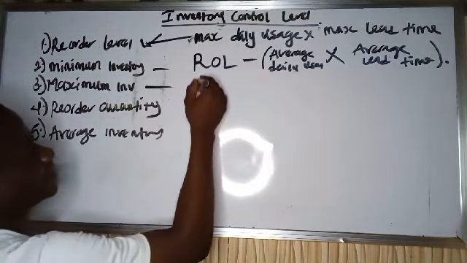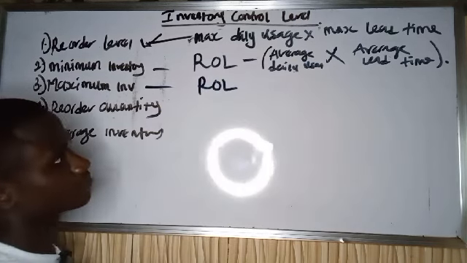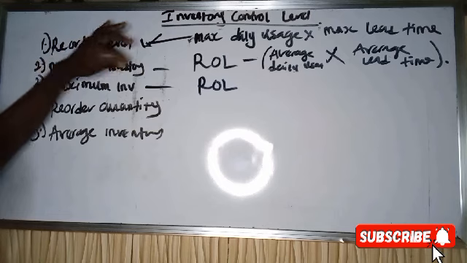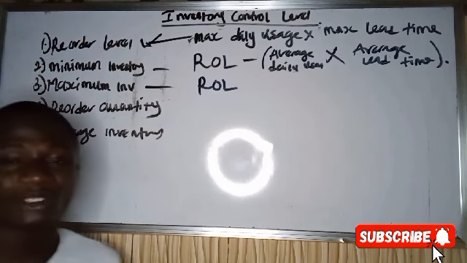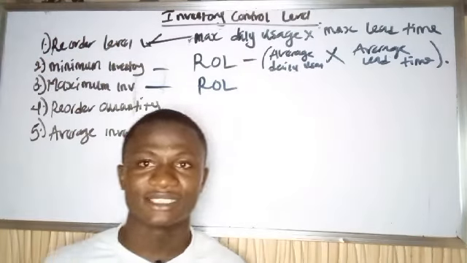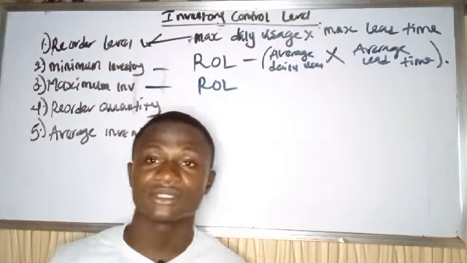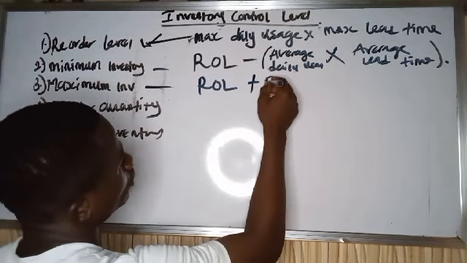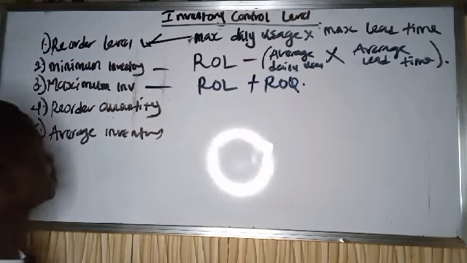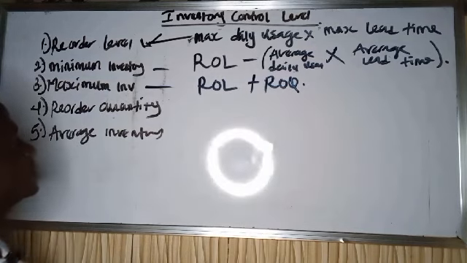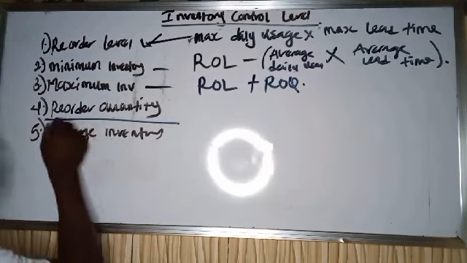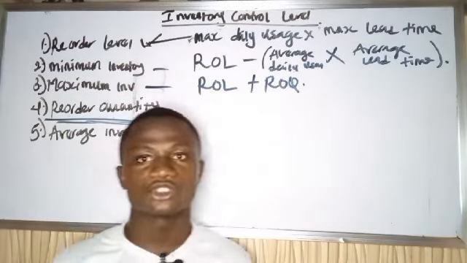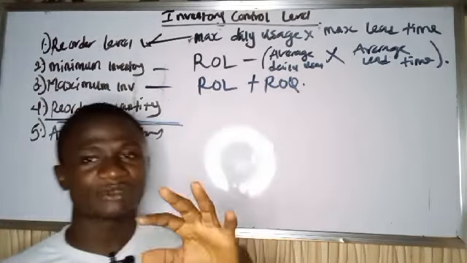And what is the formula? The formula is reorder level. So you can see that at every point, minimum, maximum, you are using your reorder level. Sometimes they will give you questions and tell you to calculate the minimum, and you have to first calculate the reorder level. So reorder level plus reorder quantity. This reorder quantity is majorly for our next class, but we are going to take a question and assume our reorder quantity has been given.